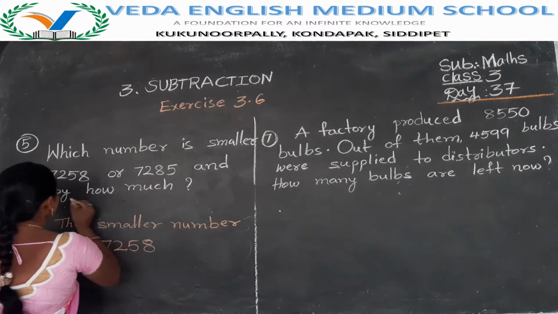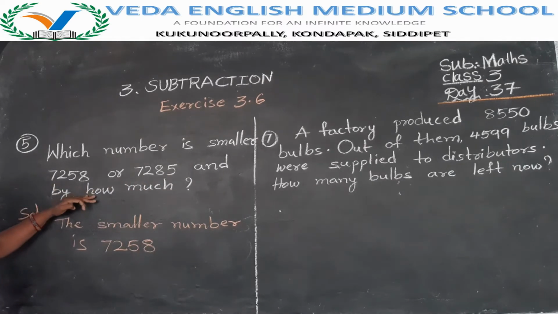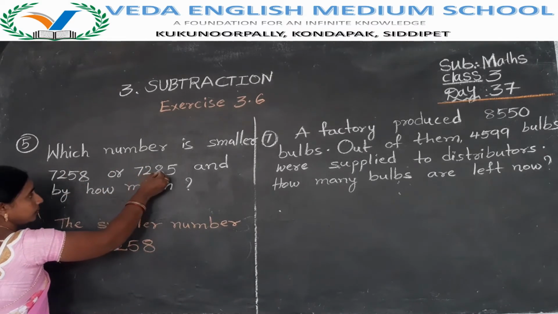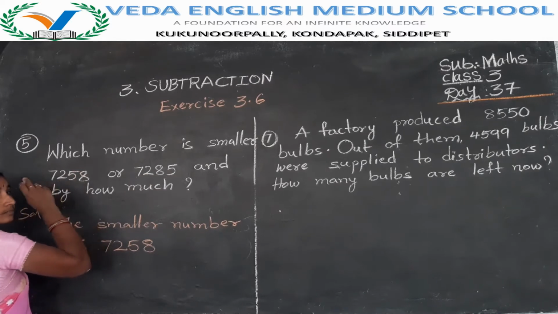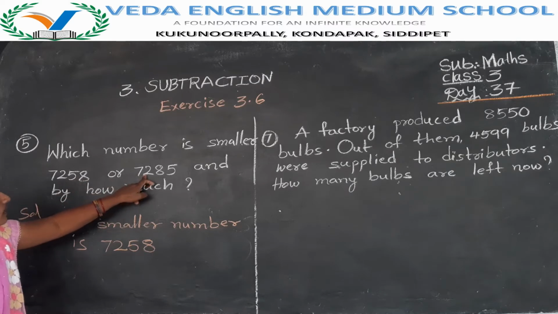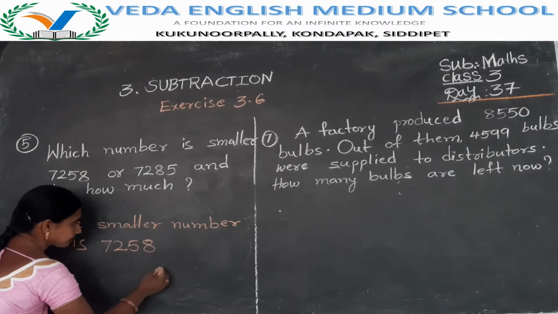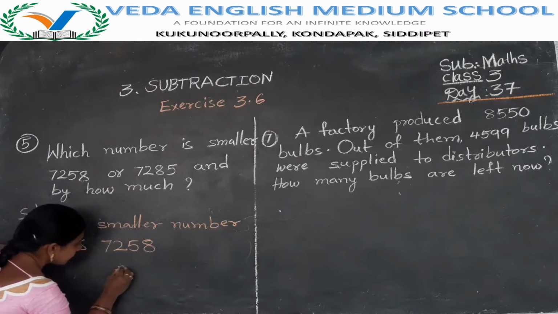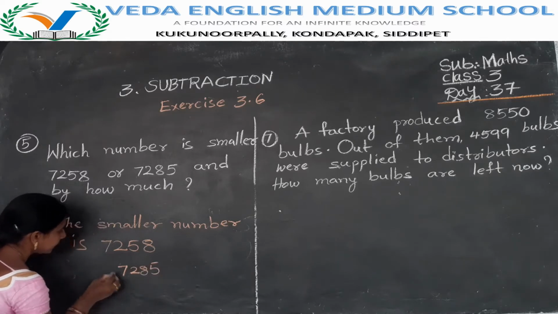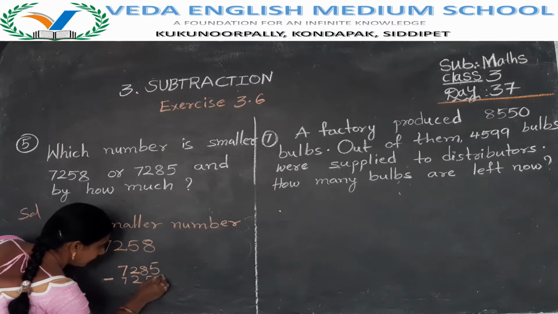Next, what is asked here? By how much? How much smaller is this number? So subtract 7258 from 7285. Now write down 7285 minus 7258.